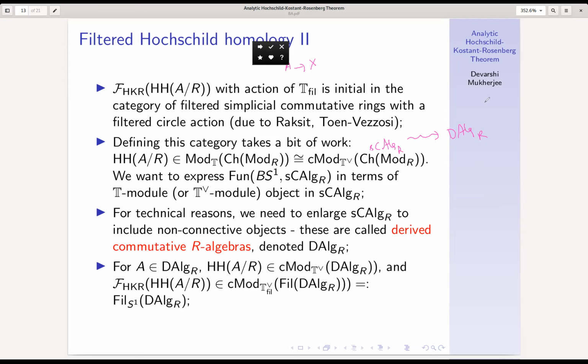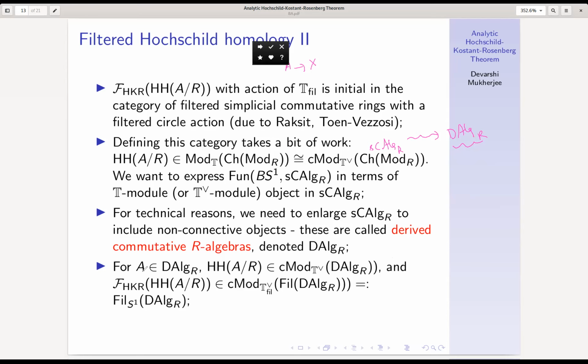Just to get a feel for what these objects are, any derived commutative R algebra has an underlying E infinity R algebra. That is a commutative algebra object in the category of complexes. Right. And a commutative algebra object in the category of complexes is the same as a differential graded algebra, isn't it?